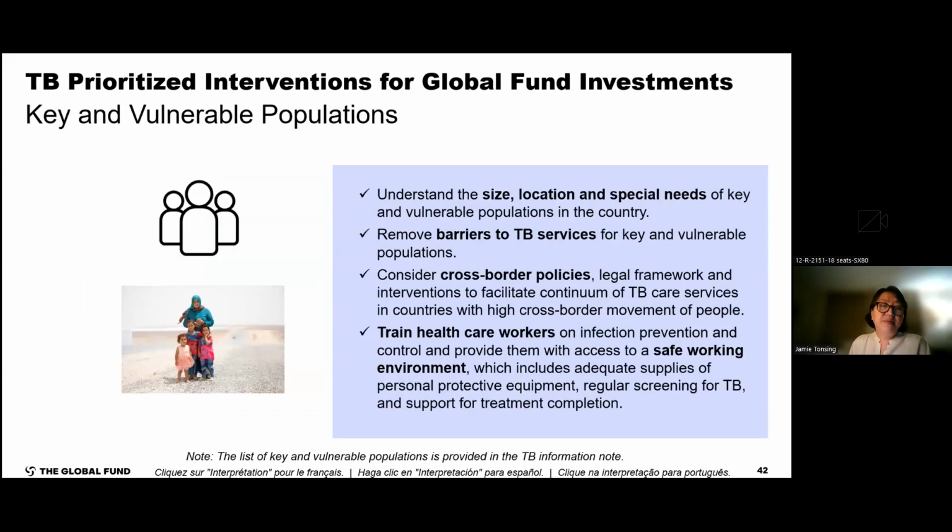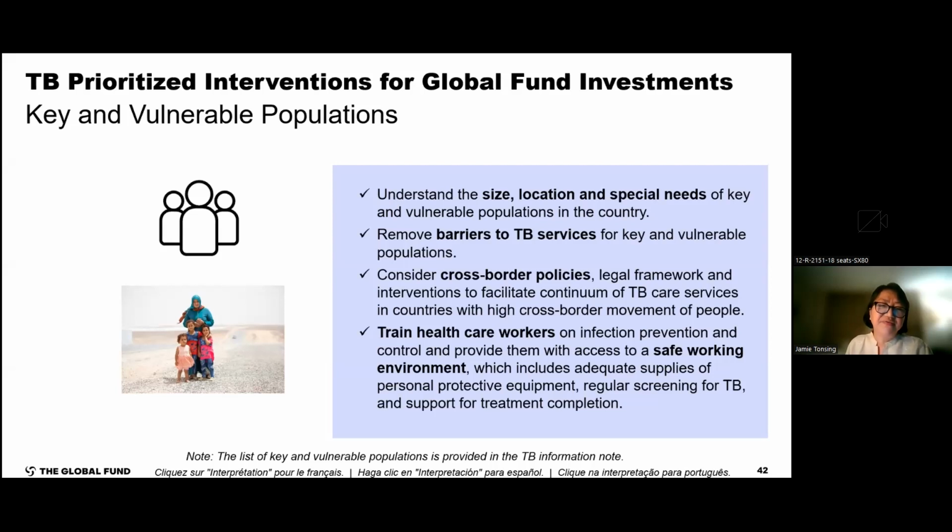Key and vulnerable populations are very important for us, and we know that we have a broad idea of who these groups are. They have a population attributable fraction, what proportion of them lead to the number of TB. But we need to make sure this is very country-context specific.